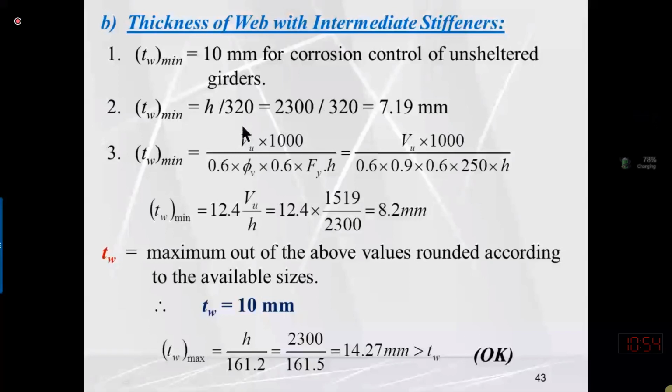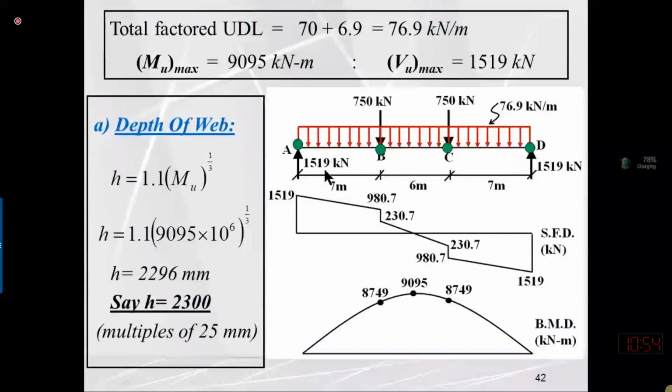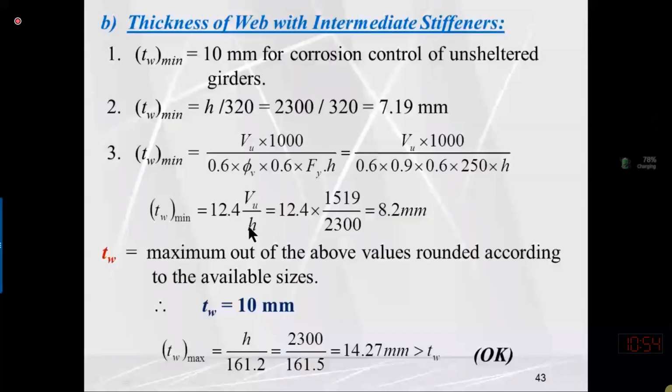So you can either use this formula or simplify this formula for a 3060 we have discussed. So VU value is in kilonewton, 1519 we have just determined, divided by height of the web. So thickness is coming out to be 8.2. So out of these three values, larger value is 10 mm. So we are going to use the thickness of the web as 10 mm.